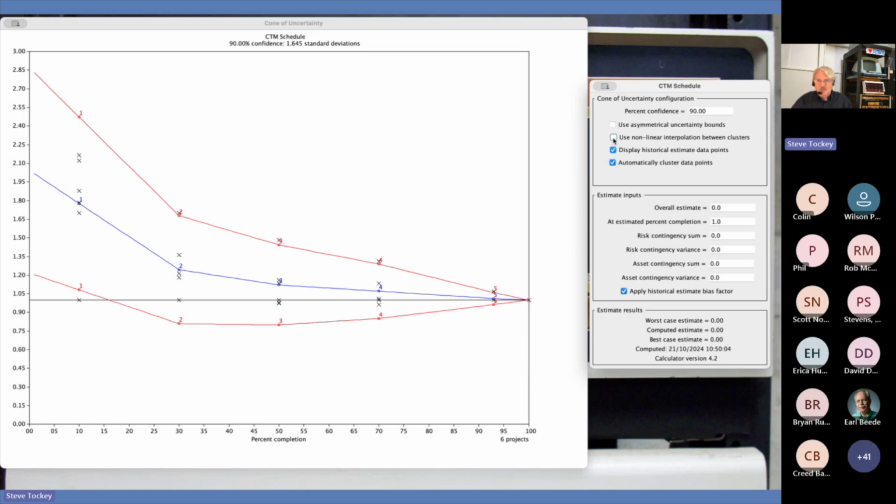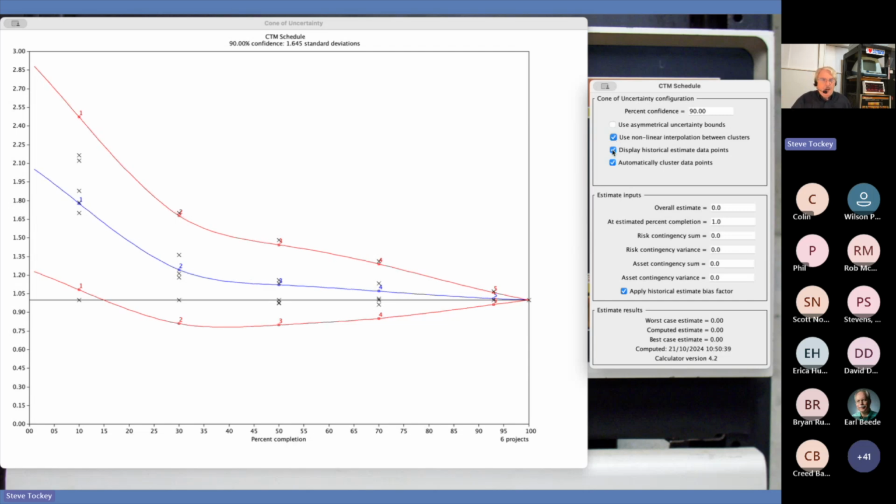Non-linear interpolation. In some cases there's a curve fitting algorithm that determines what value to use when I'm between the points that I've observed, because we need to be able to do the calculations for any estimate at any point, even though we don't have data at that point. There are cases where the curve fitting algorithm does some weird things, and so you may want to switch to linear interpolation. It just throws everything on a straight line, which in some cases makes more sense.